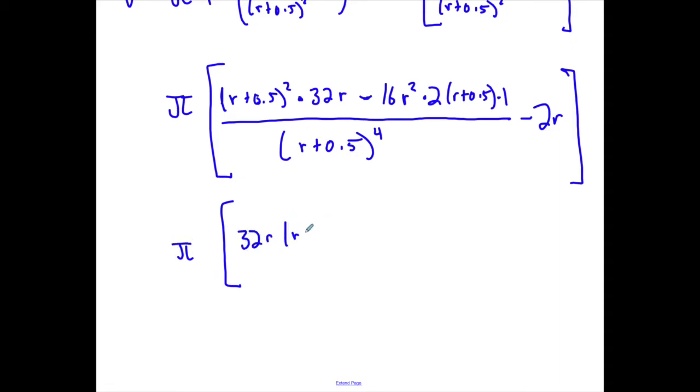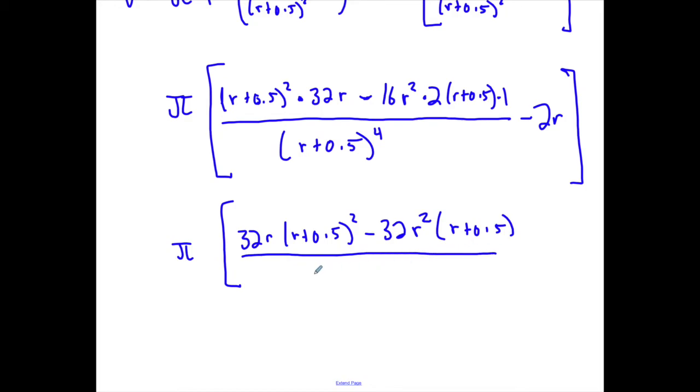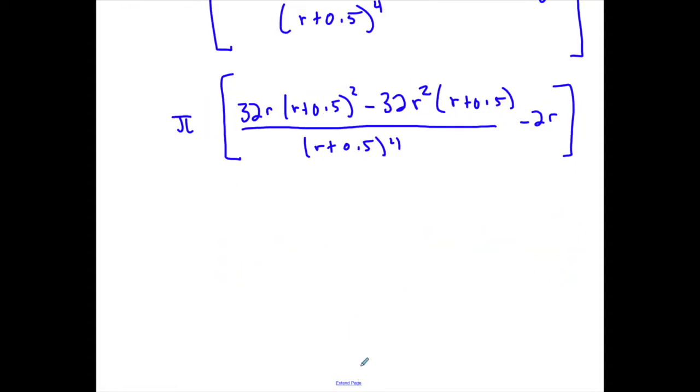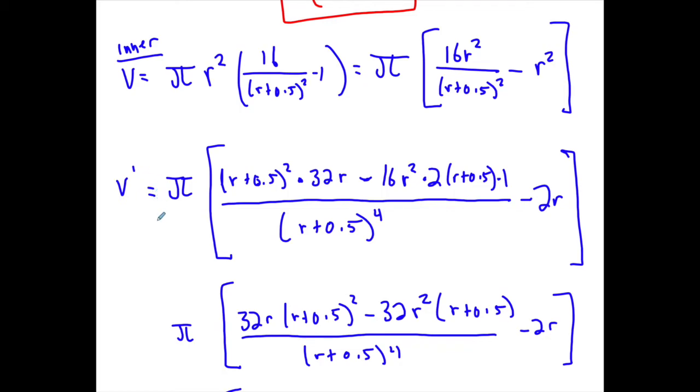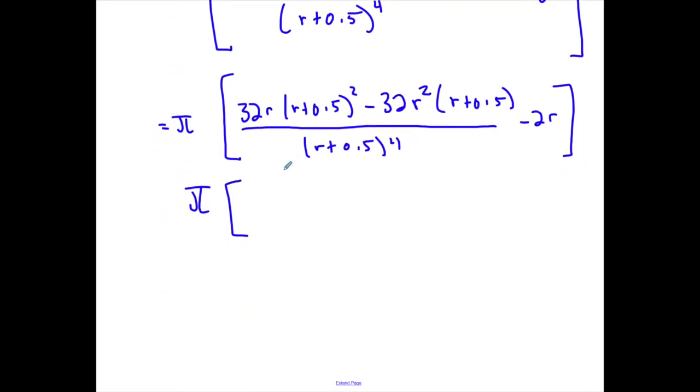So what I'm going to do is 32r times r plus 0.5 in parentheses squared. Now this is going to be minus 32r squared, because the 16 and the 2 times r plus 0.5, over r plus 0.5 to the 4th. Still minus 2r, and I'll wrap the 2r in there. I just want to clean things up. So what you might notice, and this happens pretty often, is that we have a GCF. And I should be carrying my equal sign forward. So this is the derivative of the volume, that's what we're calculating right now.